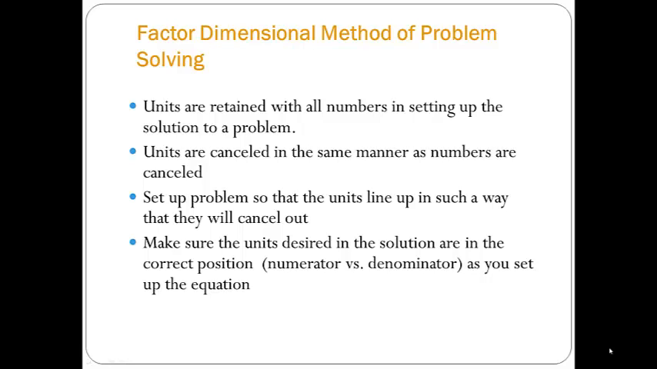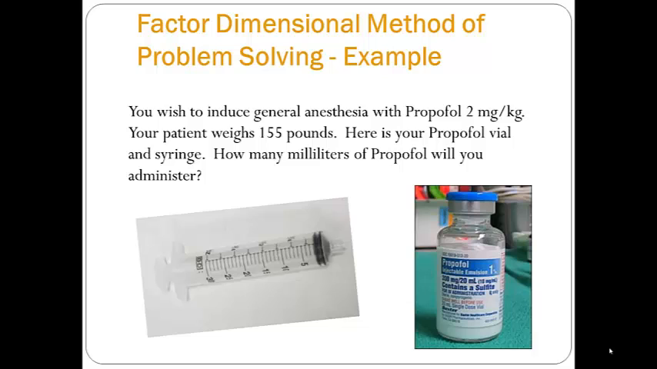It occurs to me that you might not be familiar with the factor dimensional method of problem solving. This is the method that I was using in the oxygen cylinder slide, where I was lining up the units so that I could cancel units in the numerator and the denominator. If you're not familiar with this method, I think you'll find it quite helpful, particularly if you're a student who doesn't like math and doesn't like story problems, because you never know how to set up your equations to calculate your answers.